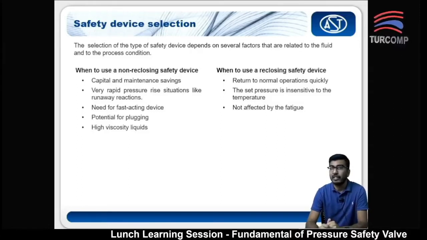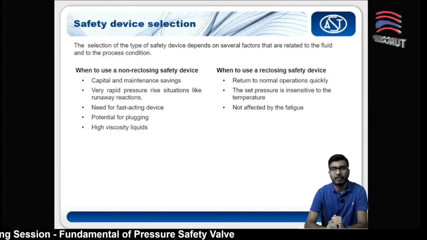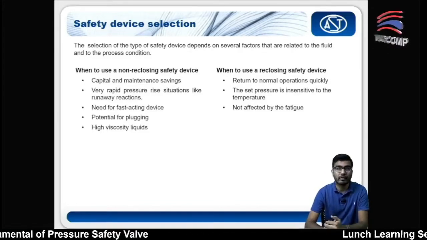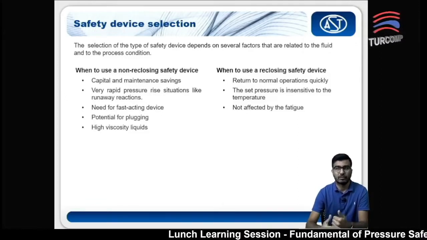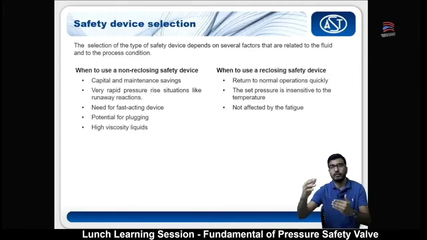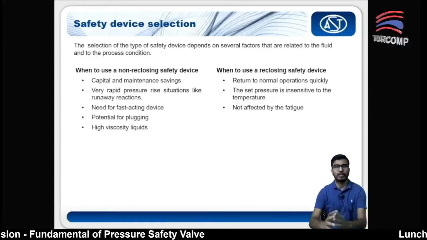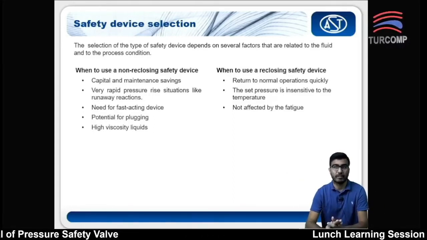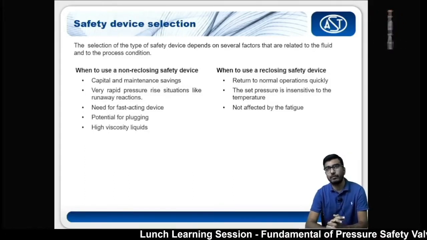So when do you use a reclosing type safety device? It is normally in applications where you need to return back to your normal operating pressure. So that's where you use it: it opens, you remove the excess pressure, you close back, and then it will go back to the set pressure, the normal operating pressure. So the set pressure is insensitive to the temperature.